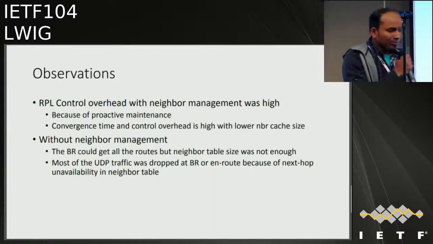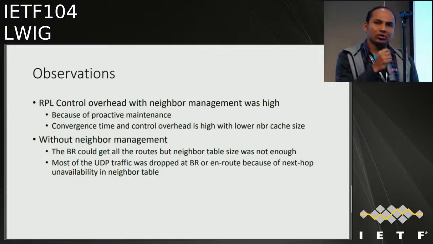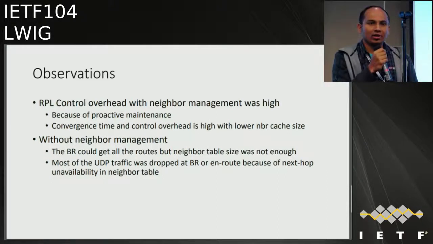Without neighbor management, the BR could get all the routes, but the neighbor table size was never enough. And we could see that whenever a packet was getting dropped, the packet was getting dropped because there was not a corresponding neighbor cache entry in the neighbor table.